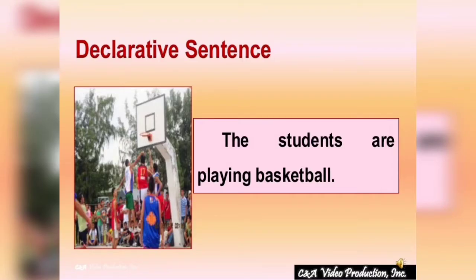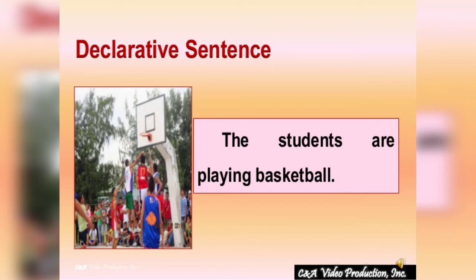The example is here. The students are playing basketball. So here you can see it is making a complete sense, and it has also got the subject and predicate in it. Correct? So the students are playing basketball. Here we are declaring, we are stating. And it has also got a subject, that is the students, and its predicate is are playing basketball. So you understand what exactly it is.